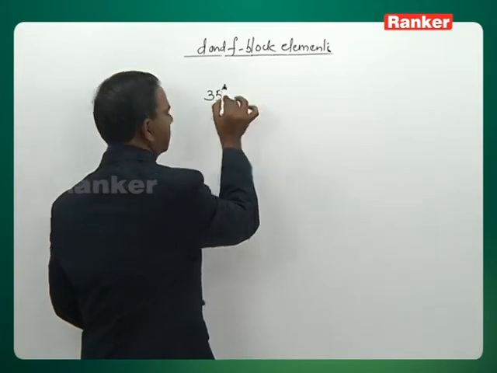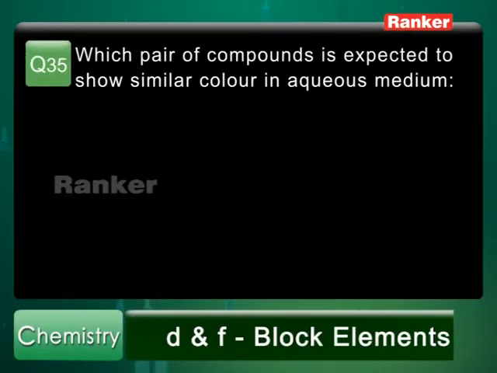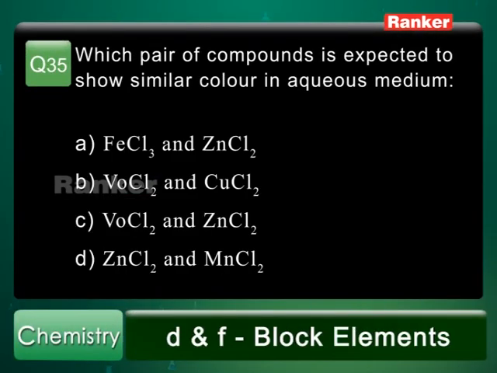Question number 35. Which pair of compounds is expected to show similar color in aqueous medium? Option A is FeCl3 and ZnCl2. Option B is VOCl2 and cupric chloride. Option C is VOCl2 and ZnCl2. Option D is ZnCl2, MnCl2.